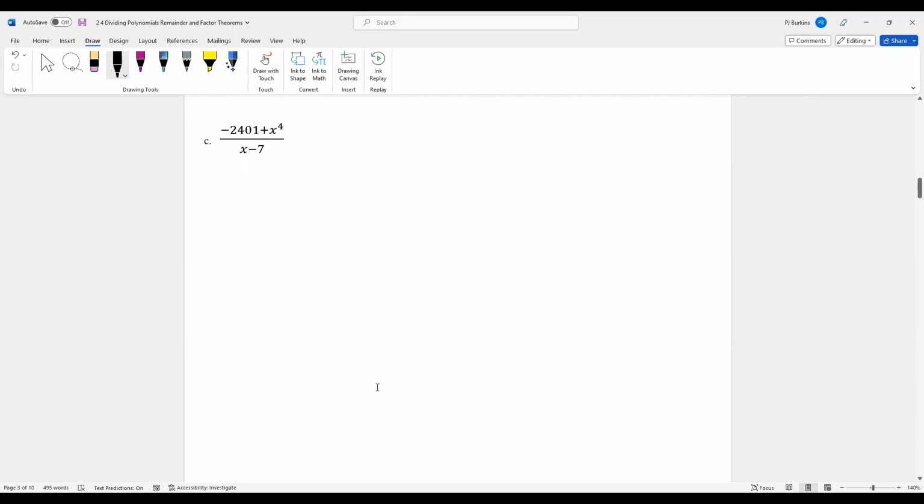Two important things are demonstrated in this example. First, they're not in descending order. Second, you'll notice that there's an x to the 4th, but there's no x cubed, x squared, or x terms in the problem, and then we have a constant. So what do we do in that case? First, let's put this in descending order.